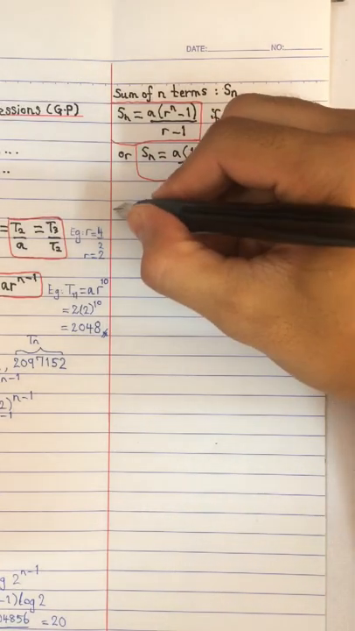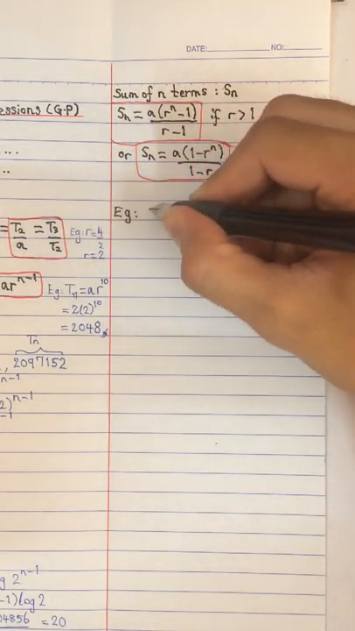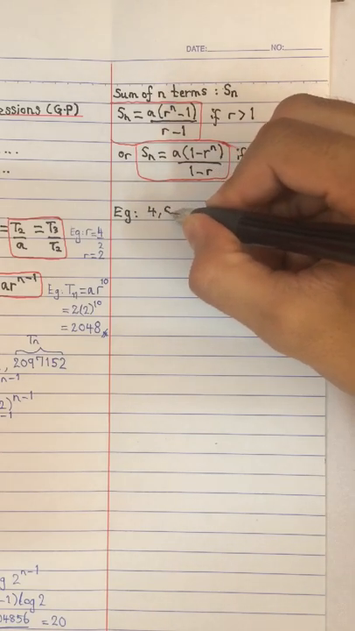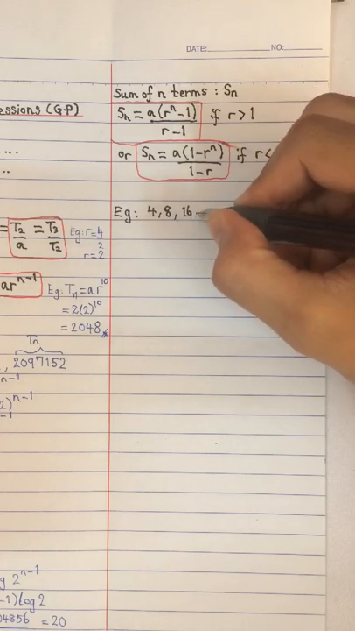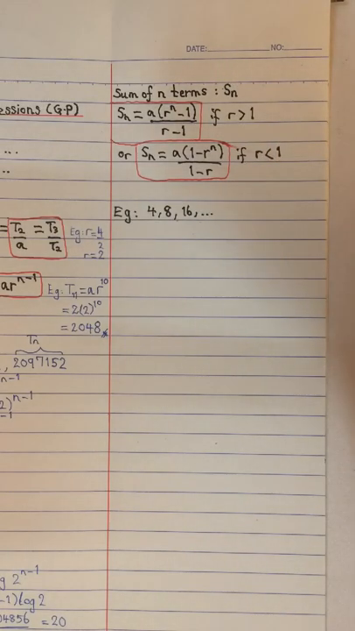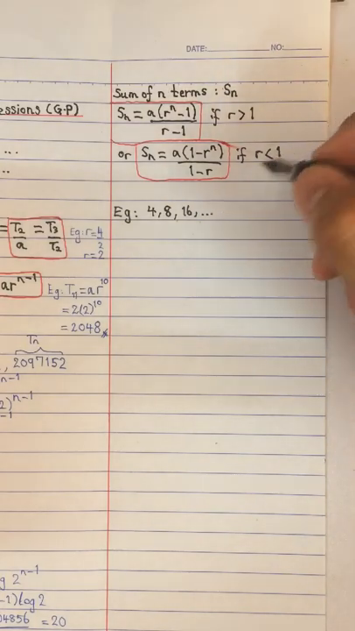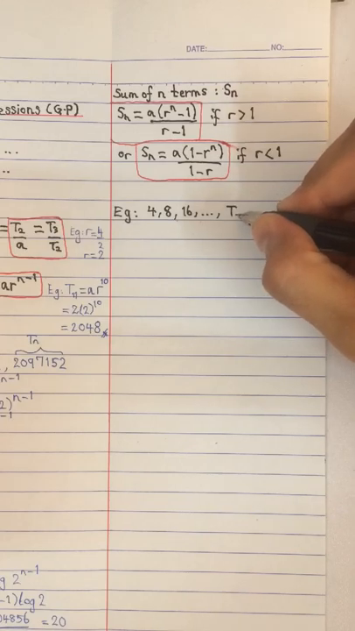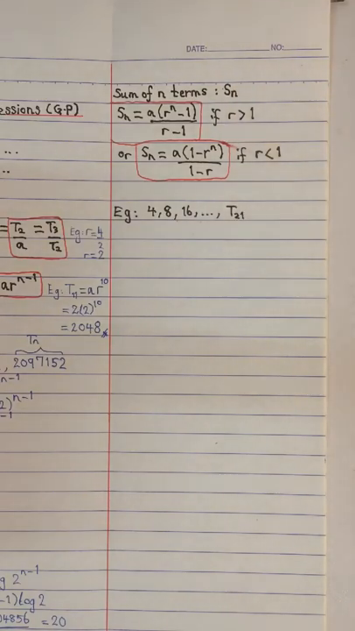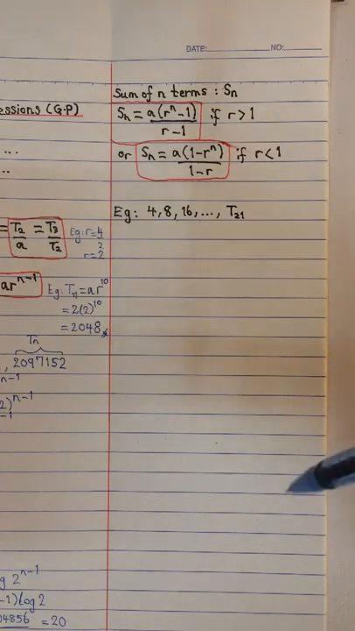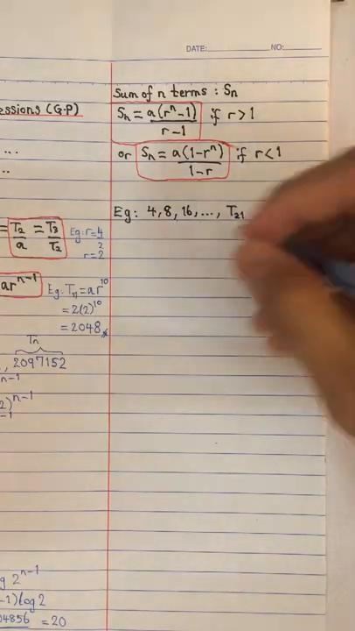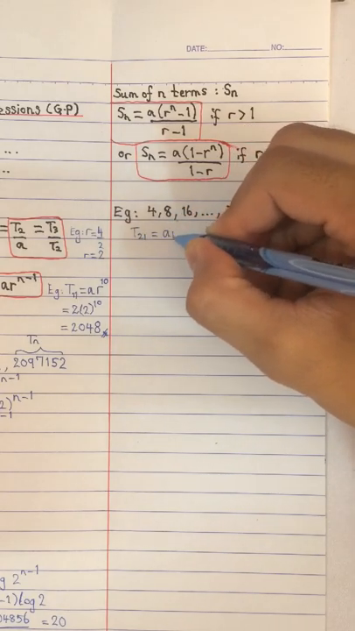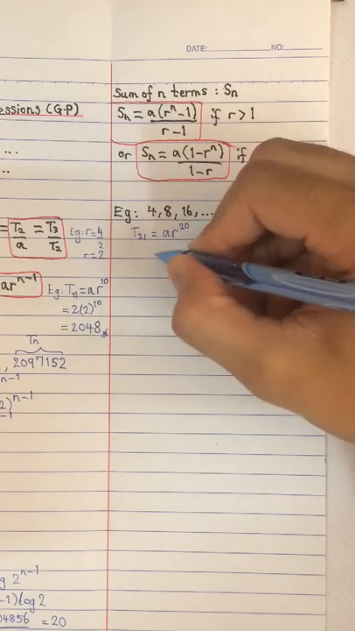For example, I'm going to give you a very easy sequence. We have 4, and then times 2 gets 8, and then times 2 gets 16, and so on. And then you have to find up to T21, for example. First you have to find what your T21 equals. So you have to use the T formula. Tn equals A R to the power of n minus 1, so you have A R to the power of 20.